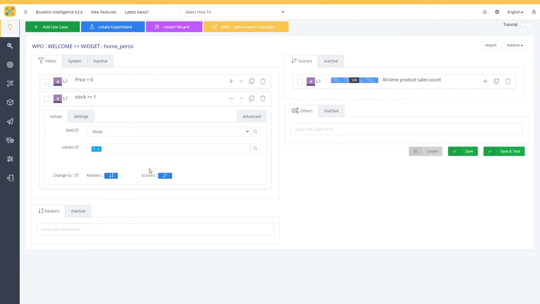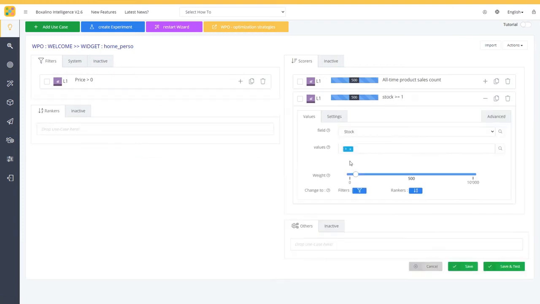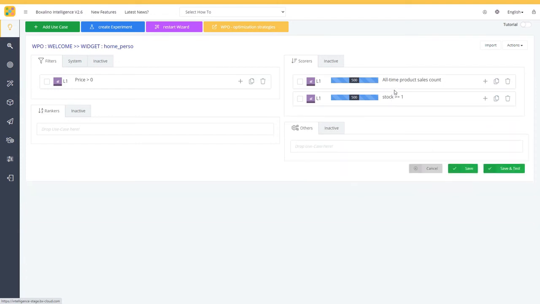I can do the opposite. I can say, well, actually, the fact the product is in stock, bigger than 1, is not that important, and I'm going to move it into the scorer. And by default, we can see that this scorer will also receive the default weight of 500. That basically means that each use case gives a maximum of 500 points.